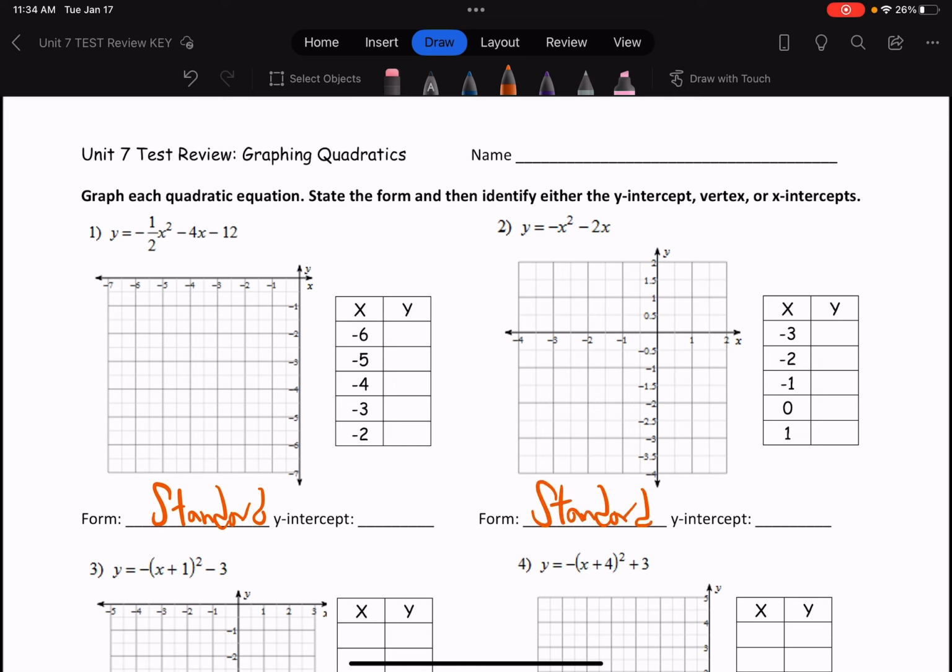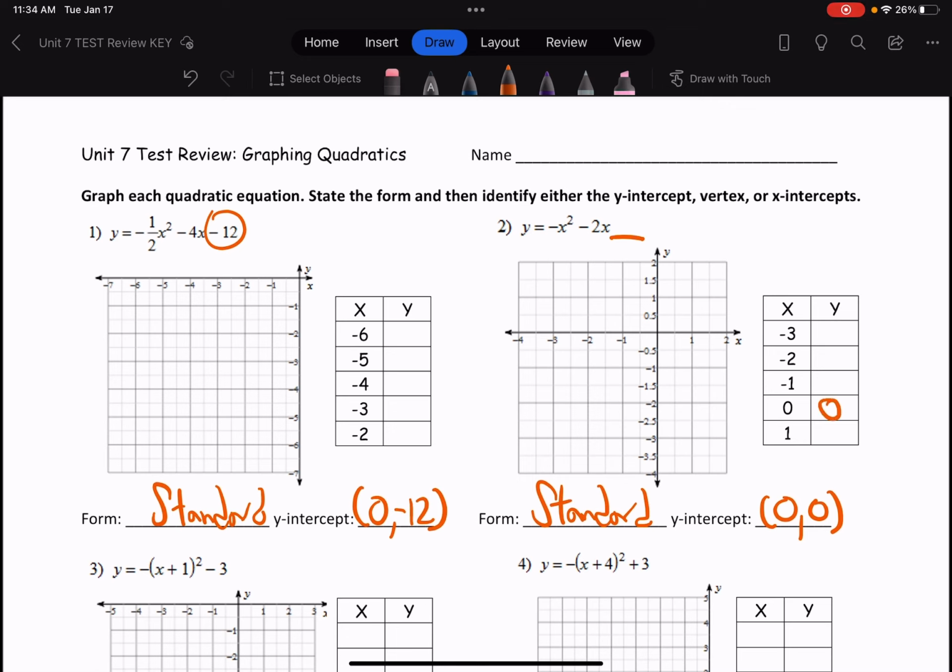So just by looking at these, I can tell that the y-intercept for number 1 is at 0, negative 12. And I can tell that the y-intercept for number 2, well, it's just 0, so my y-intercept is going to be at 0, 0. Now, if you look at the table that I gave you for number 1, it actually doesn't contain the point 0, negative 12 because that goes off of our coordinate plane here.